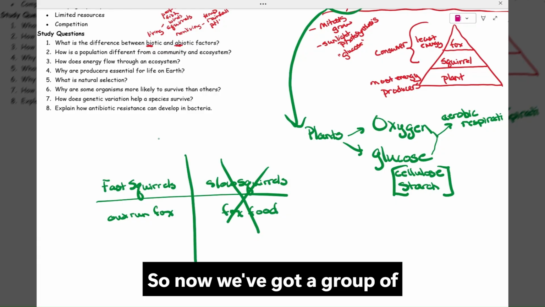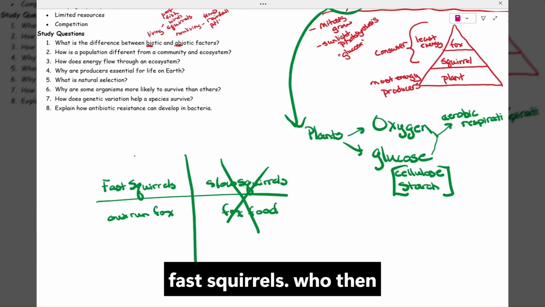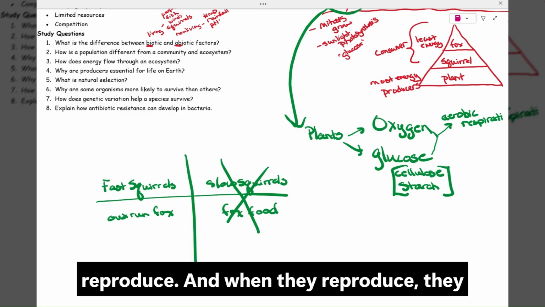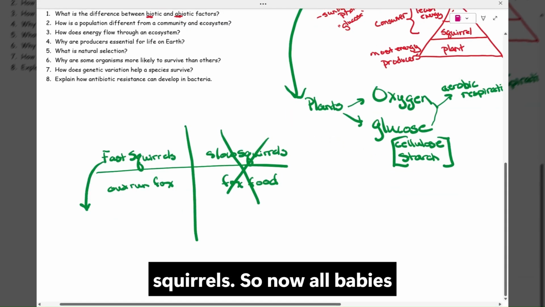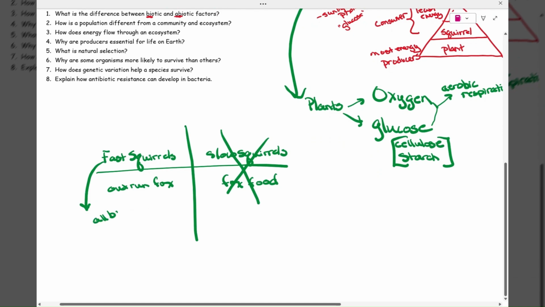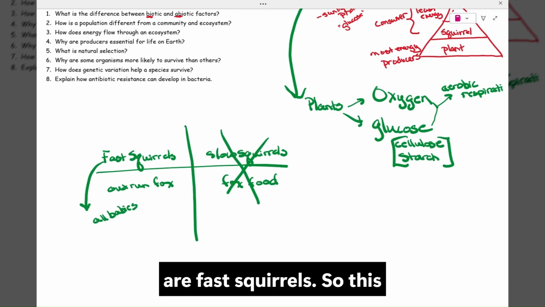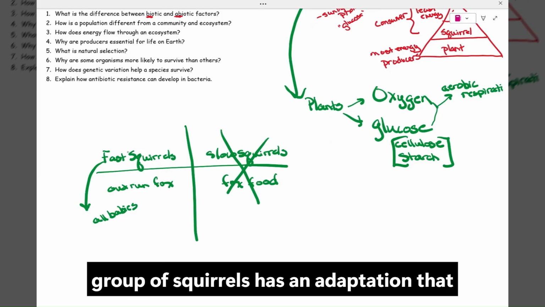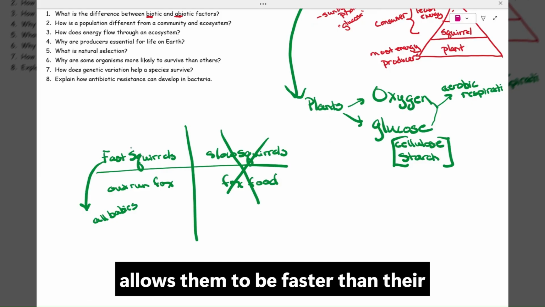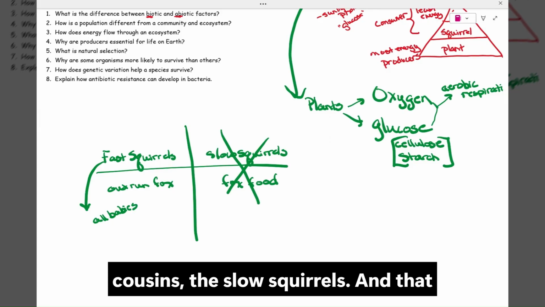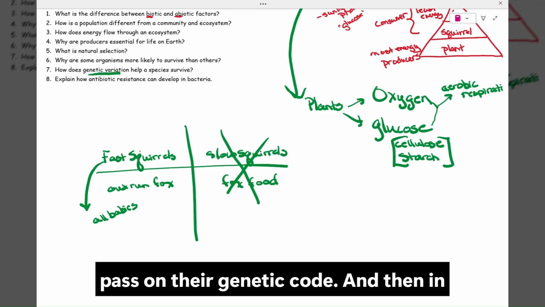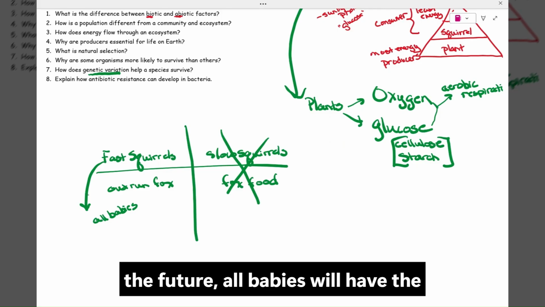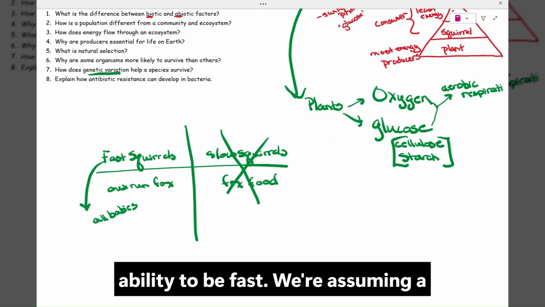So now we've got a group of fast squirrels who then reproduce. And when they reproduce, they most likely will reproduce fast squirrels. So now all babies are fast squirrels. So this group of squirrels has an adaptation that allows them to be faster than their cousins, the slow squirrels. And that variation allows these squirrels to pass on their genetic code. And then in the future, all babies will have the ability to be fast.